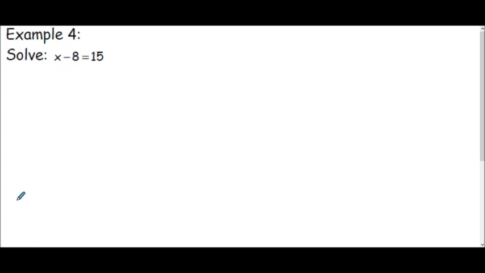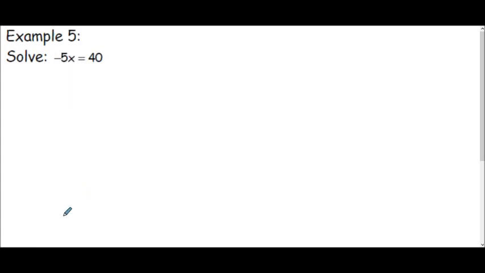Try this one, again, doing the exact same thing we just did, and then enter your answer. Okay, just to clarify, this is saying x minus 8. So what is the inverse operation for subtraction? Addition. So we're going to add what to both sides? We're going to add 8 to both sides of the equal sign. What do I have left? I have x here and on this side, 23. So my answer is x equals 23.